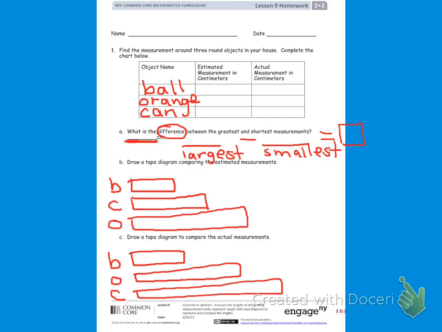Now you don't have to use a ball, an orange, and a can. You can use any round objects that you find in your home. Have fun measuring!